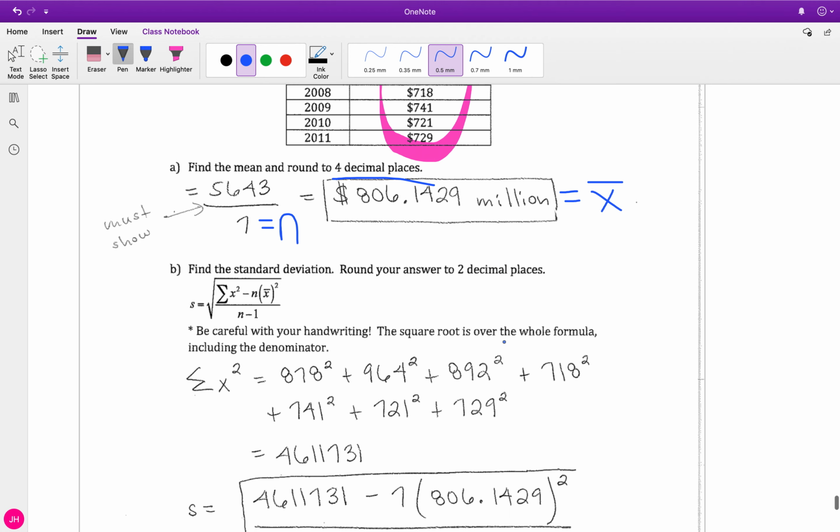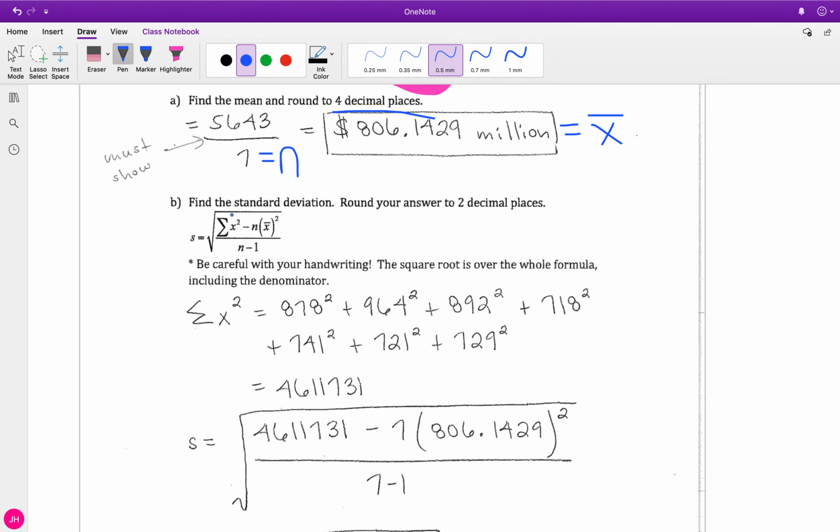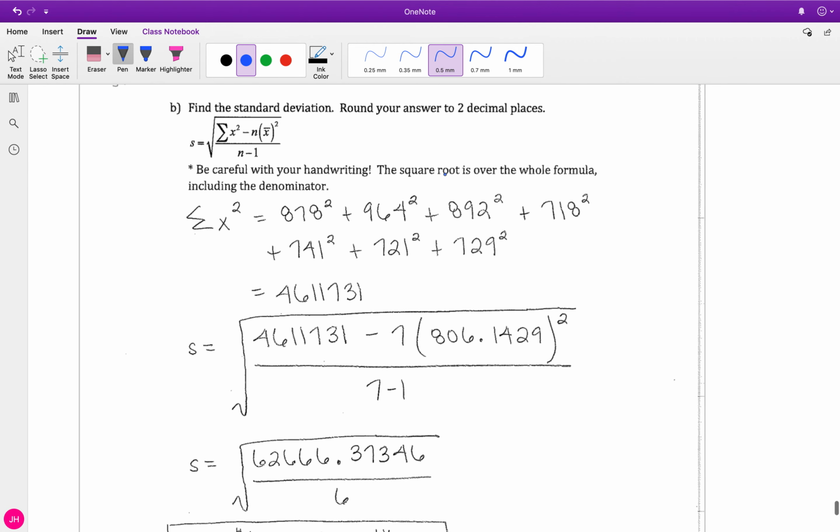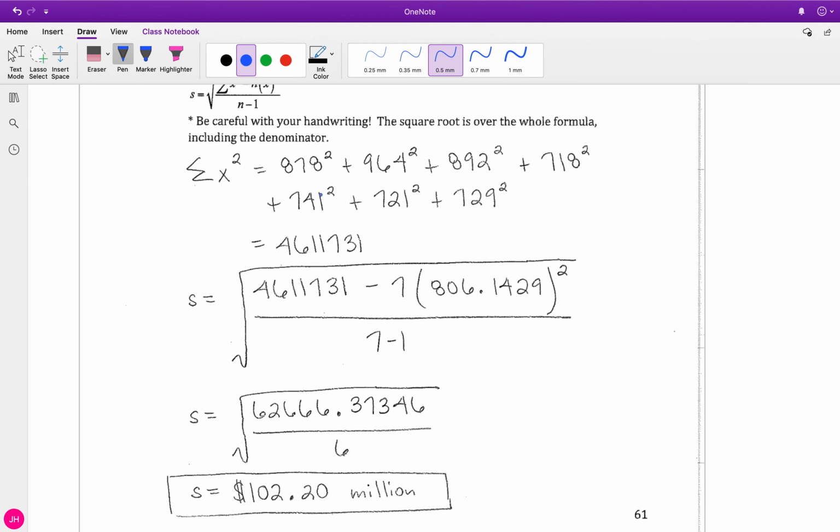I'm ready for my standard deviation. I've got to figure out what the sum of X squared is. So each one of these values, 878 squared plus 964 squared plus 892 squared plus 718 squared, etc. I would tell you I might type this in my calculator twice just to make sure I got the same answer, because that is a lot of numbers squared. But this is what I got for the summation of X squared.